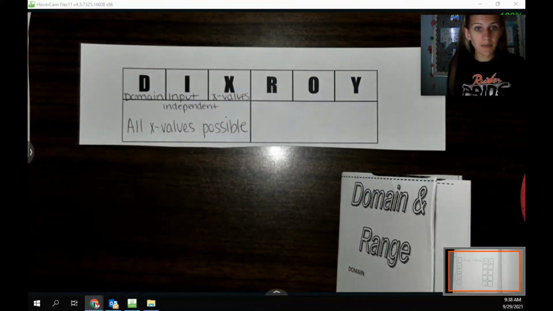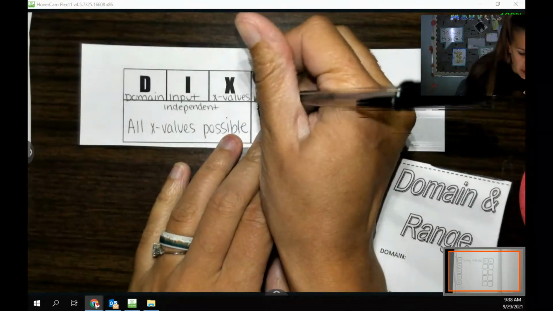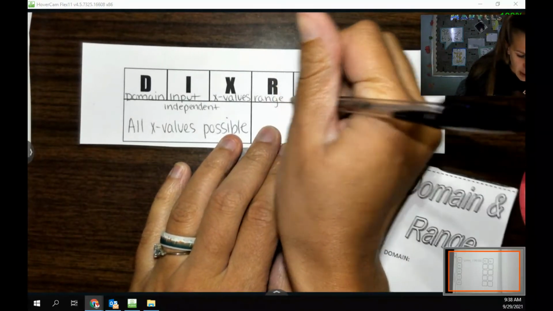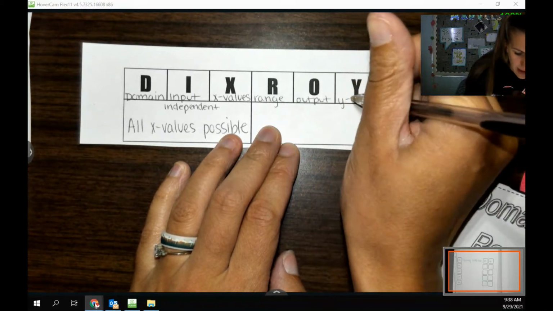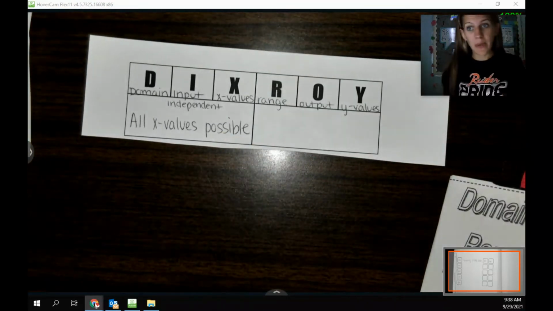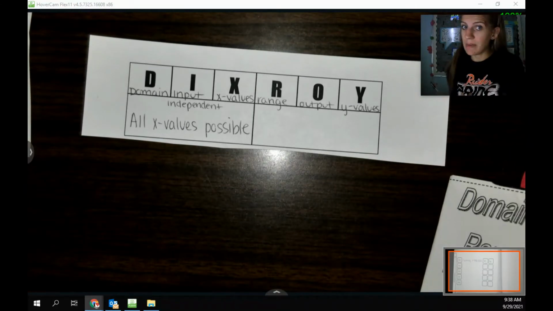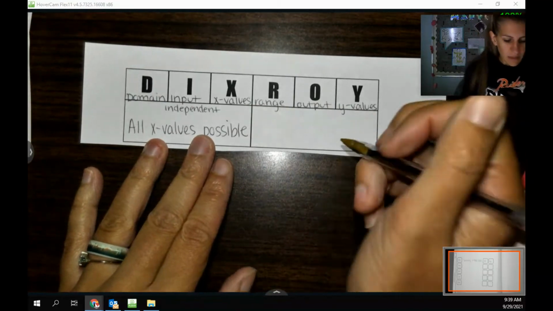for the function. And ROI stands for range, output, y values, because again, they all mean the same thing. When I'm talking about the y values, I'm talking about the range. When I'm talking about the outputs, I'm talking about the range. Okay, so all these words mean the same thing.